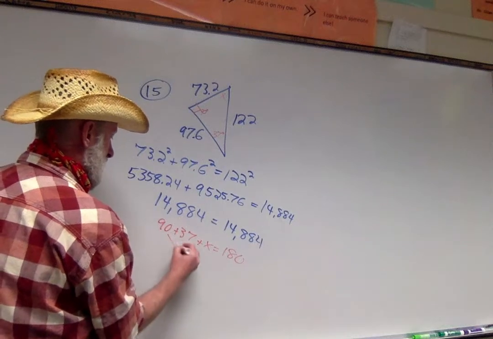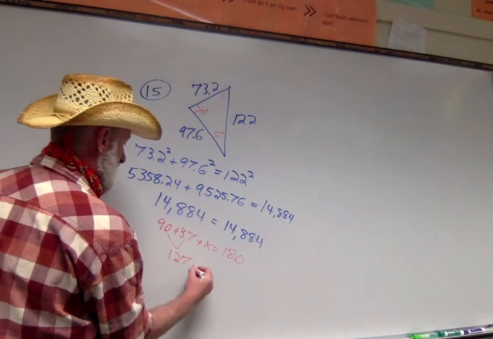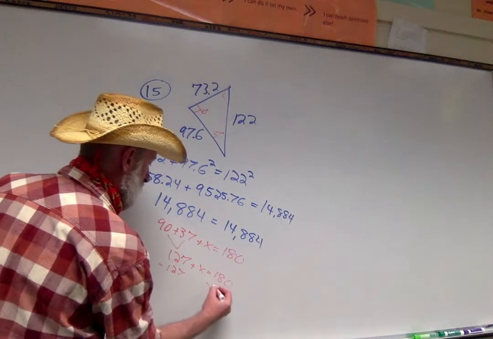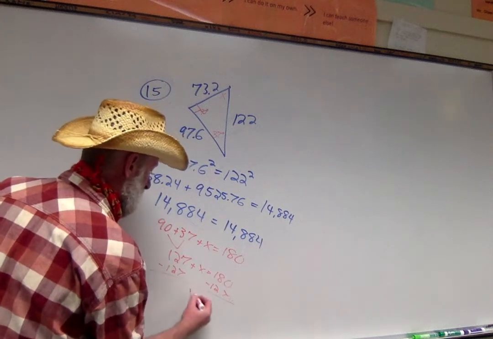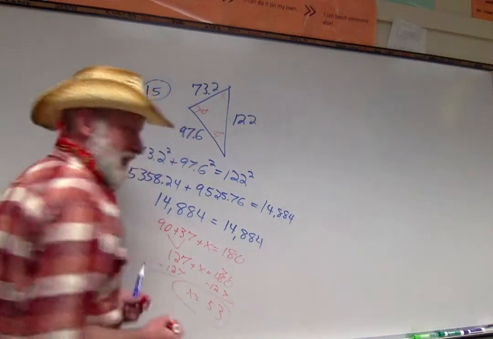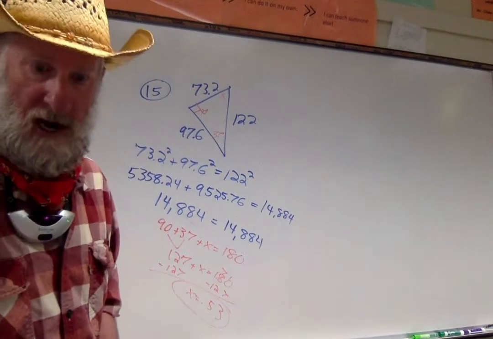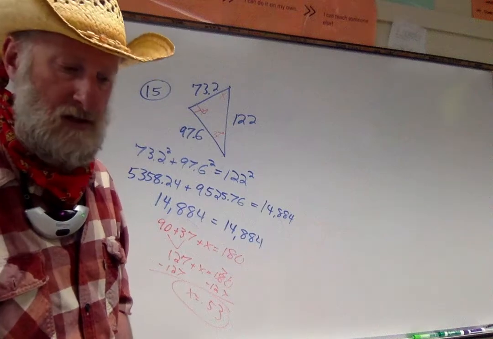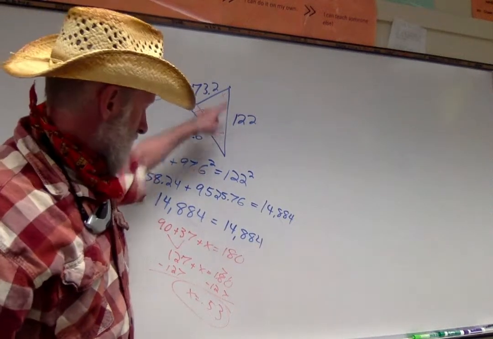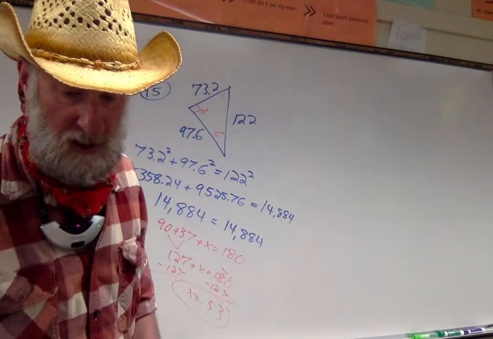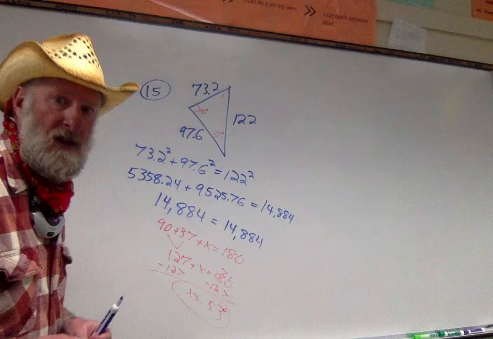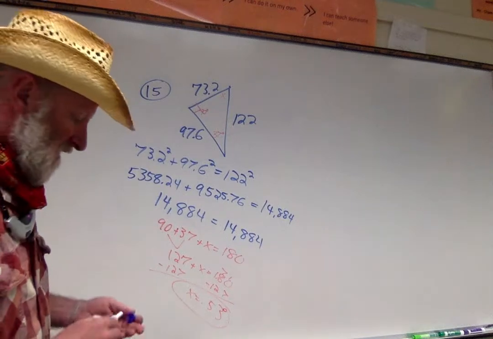Well, what's that going to be here? 127 plus x equals 180. Well, let's now subtract 127 from both sides. Little borrowing never hurt nobody. I say x is equal to 53, everybody. I'm not going to say degrees. Well, actually, we could in this case, couldn't we? Because x is all by itself. Sorry. x is 53 degrees. Let's get that degree sign on there, everybody. 53 degrees, that's number 15.